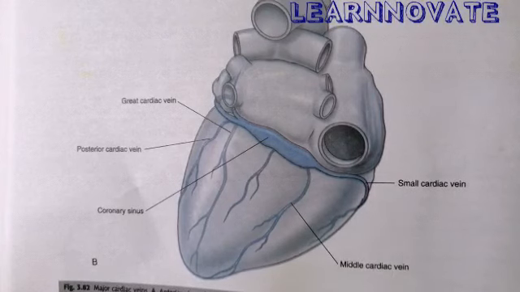So the major veins we have discussed that are draining into the coronary sinus are the great cardiac vein, the middle cardiac vein, the posterior cardiac vein, and the small cardiac vein. This was a general explanation.